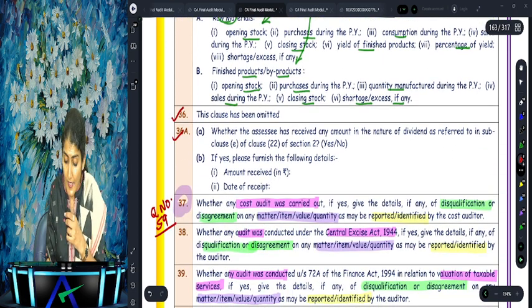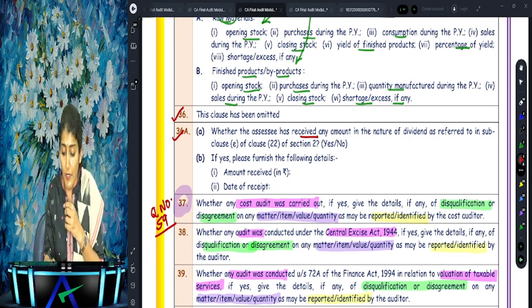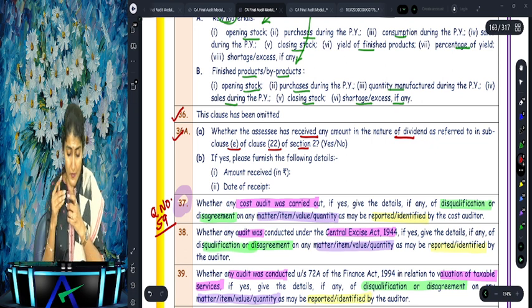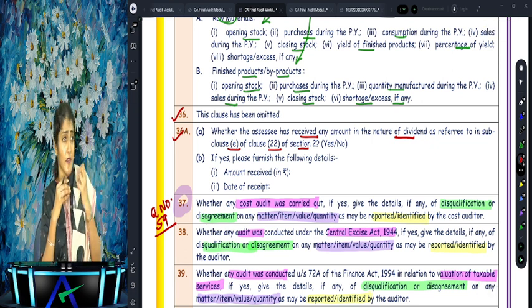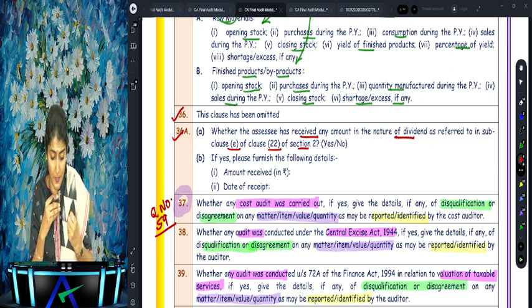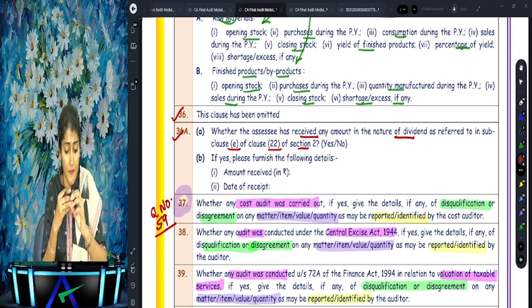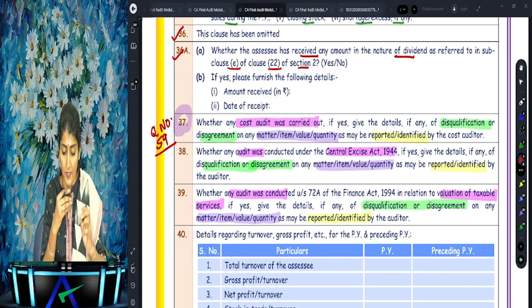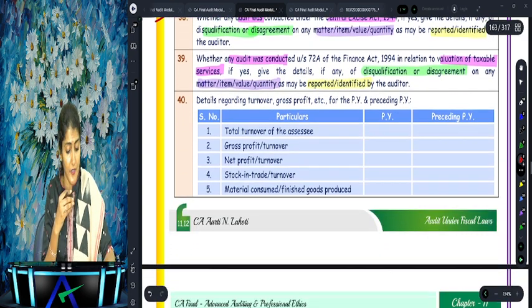36A is regarding the deemed dividend, whether the assessee has received any amount in the nature of the dividend under 2(22)(e). If yes, please furnish the details of the amount received and the date of the receipt, right? So any deemed dividend, whether the assessee has received any amount in the nature of the dividend, then what does it say? If yes, please furnish the details of the amount received and the date of the receipt. Okay, so that is 36A. Then 37, 38, 39, have we discussed it?